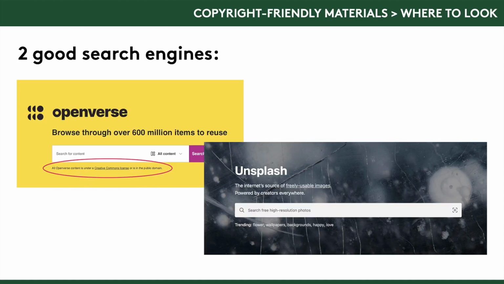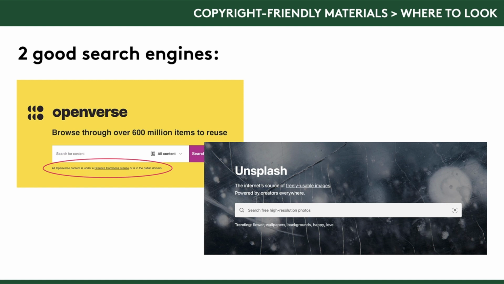If you're looking for copyright friendly materials, here are two good search engines. Openverse is at creativecommons.org. That is the Creative Commons specific search engine, and it will look for everything that has a Creative Commons license attached to it or is in the public domain.